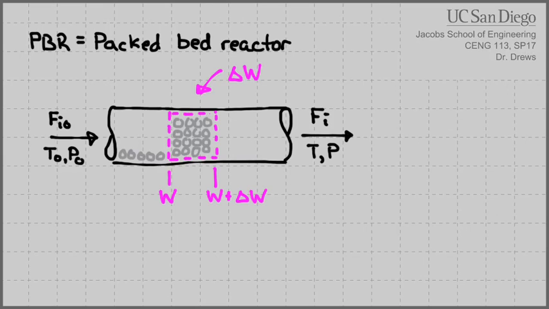And I am blanking on the name of that reactor, so I will randomly yell it out once I figure out what it is. Nevertheless, we have some amount of F sub I entering at W, and some amount of F sub I exiting at W plus delta W.